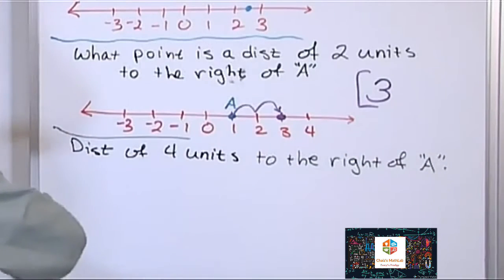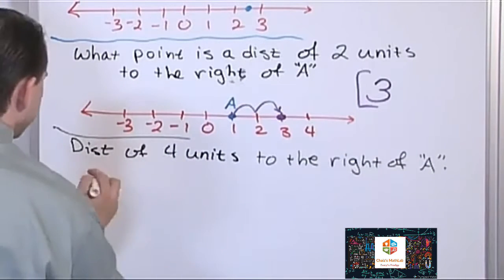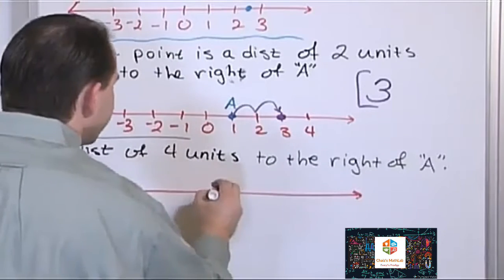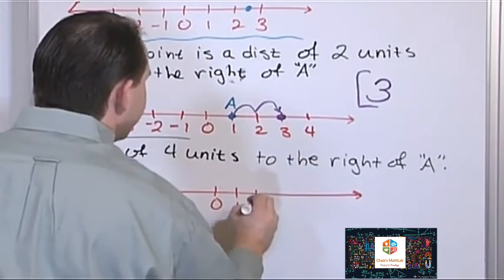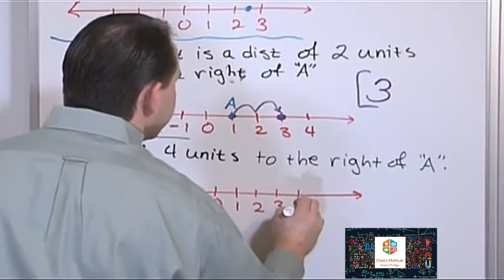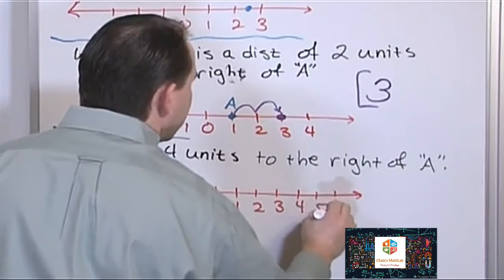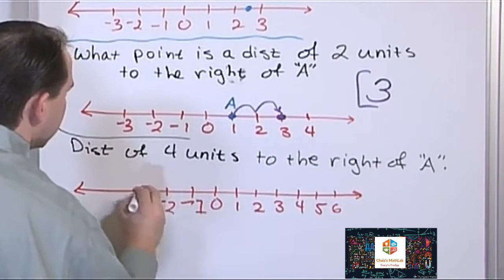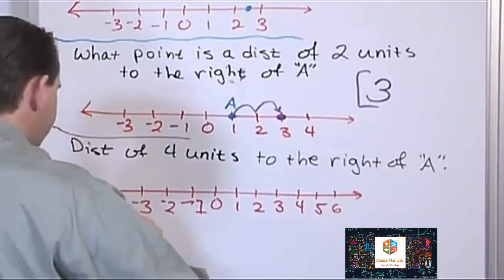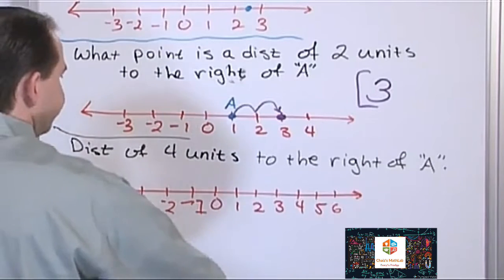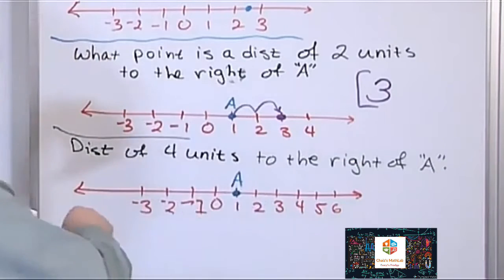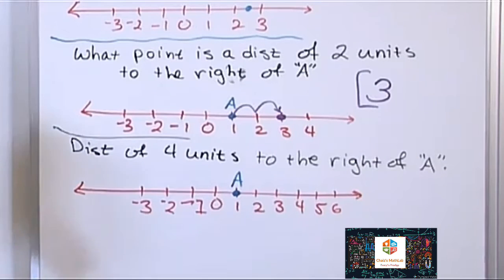And in this problem, I'm going to put A in exactly the same place, so I'm just going to redraw everything to make it clear. There's nothing worse than having a cluttered diagram, so I would rather just draw it again. And of course, you have your negative numbers. Okay? Now, A is in exactly the same place as before. So the question is, what point is a distance of 4 units to the right of A?